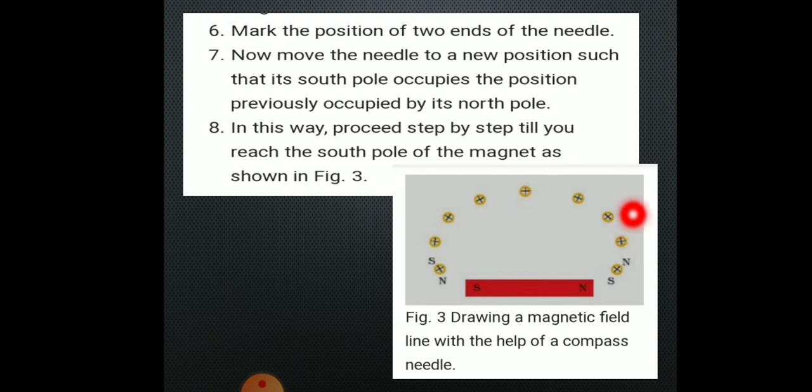So in this way proceed step by step. Next, again at that point keep the magnetic compass. You can just go on marking the north pole till you reach the south pole of a magnet. Do the same procedure. You can see this pattern. You can get dots in the form of a curve around the bar magnet.